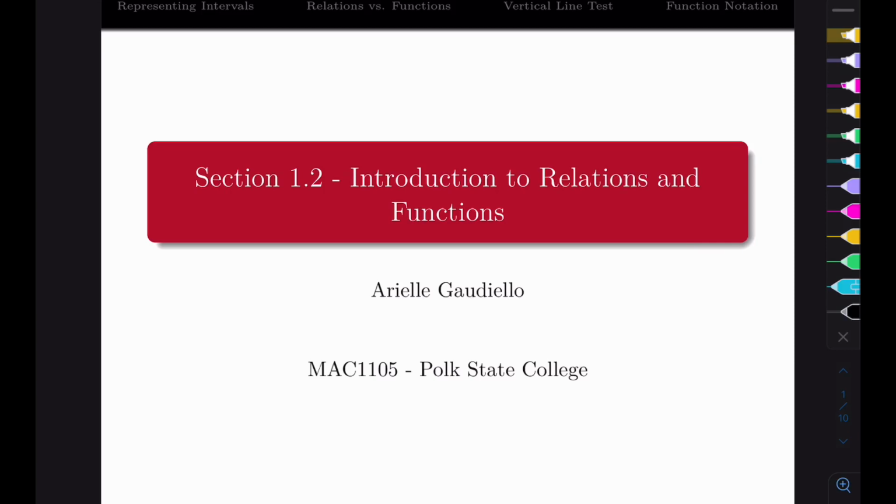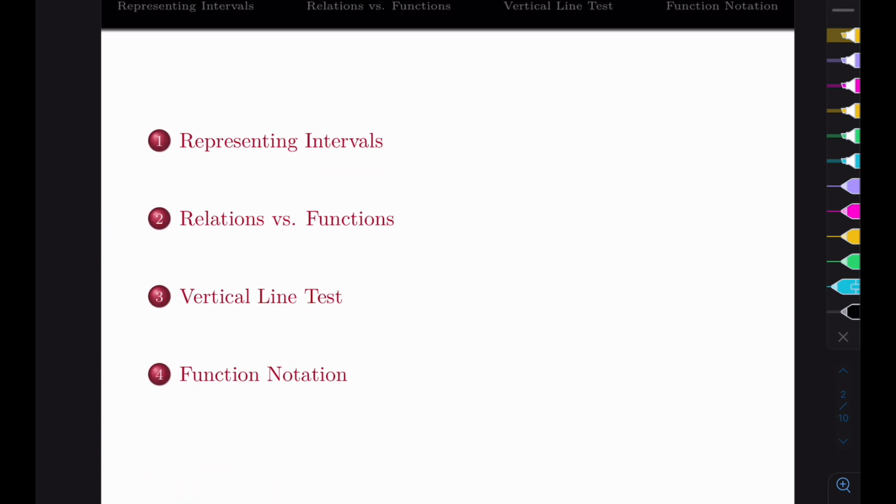In this next section, we're going to go through the difference between relations and functions. So we're going to start by first going through how I can represent intervals in a bunch of different ways. Then we'll talk about the difference between the relation and the function. We're going to talk about the vertical line test and then also go through a different notation that we can use to clearly identify if something is a function.